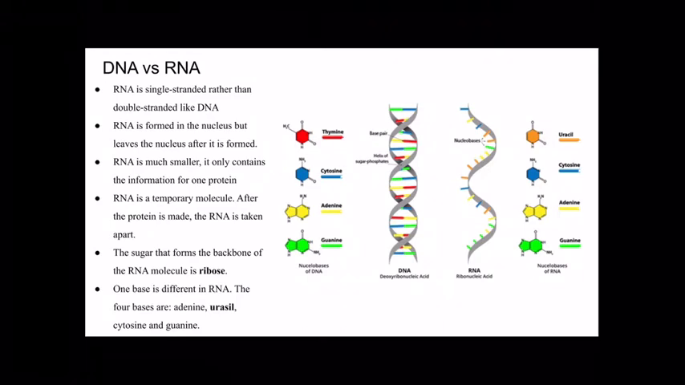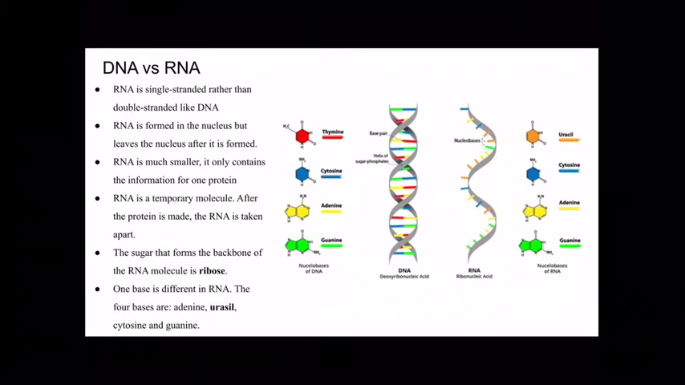So everything has to pair up, but there is no thymine in RNA. It's uracil instead. So if it's time to pair up with an adenine, it's uracil that's going to be put in that place to pair up with it. Okay, so those are the differences between DNA and RNA. And I think that's it for the nucleic acids.